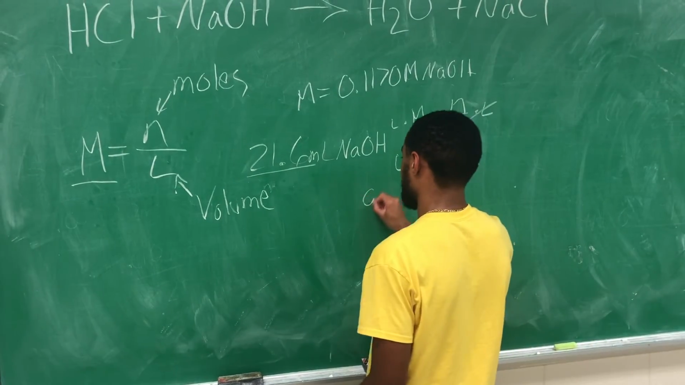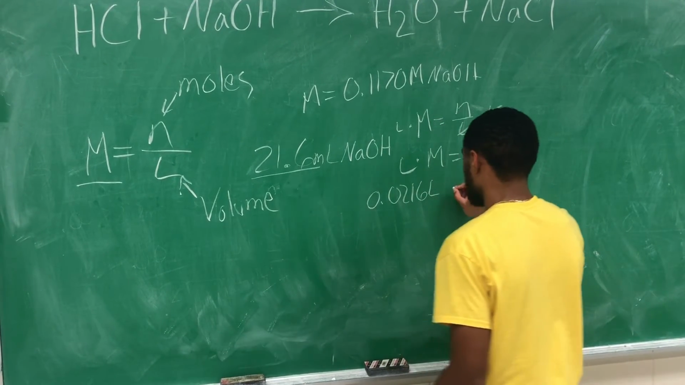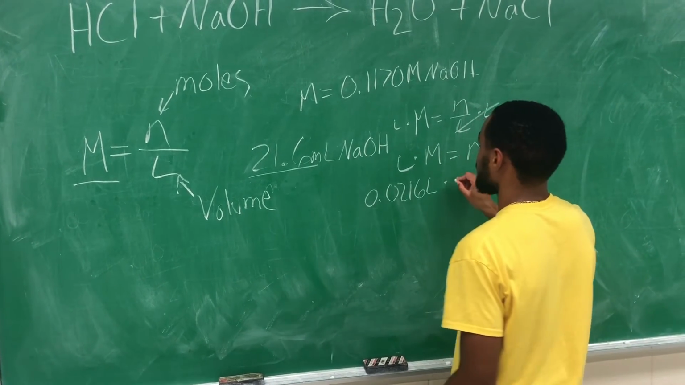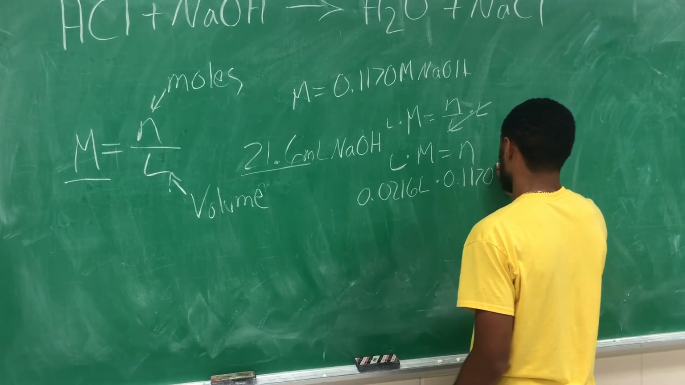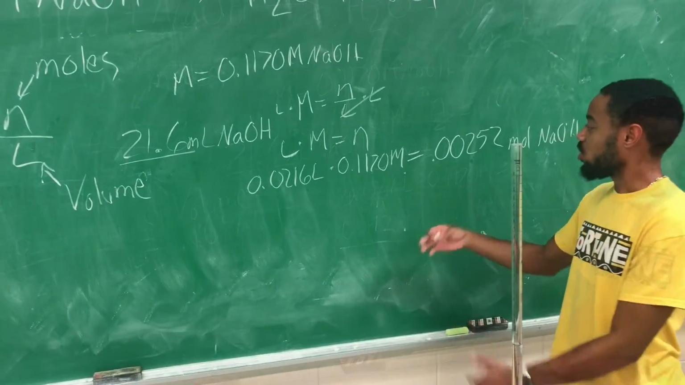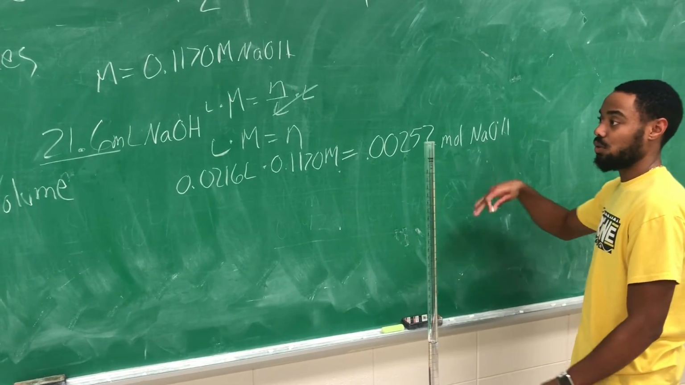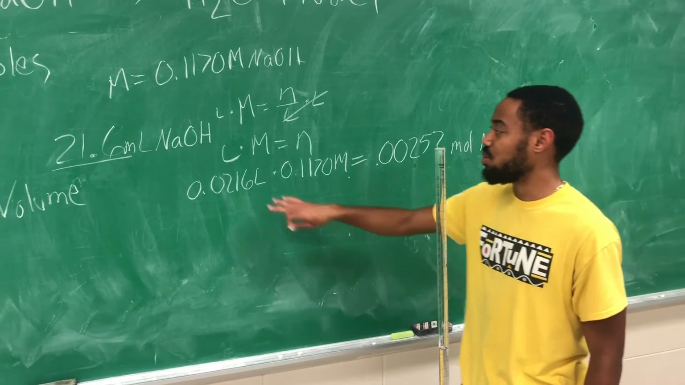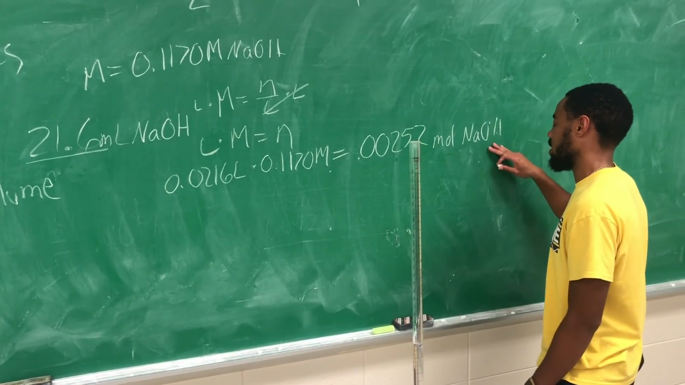So that will become 0.0216 liters times 0.1170 molar. And this will give you your moles. So we were trying to calculate the number of moles of NaOH using the molarity formula. We multiplied the liters times the molarity, and that gives us the total moles of NaOH.